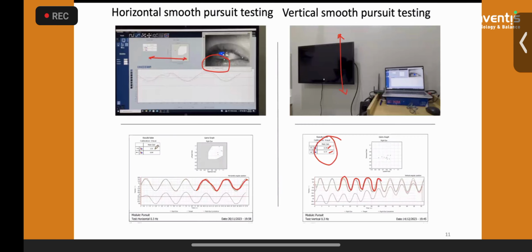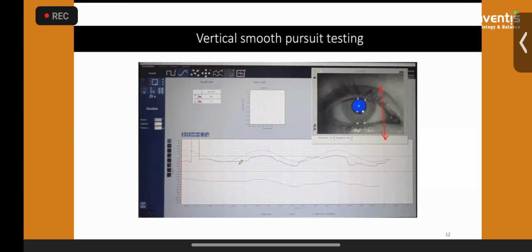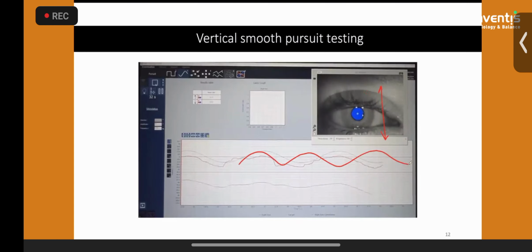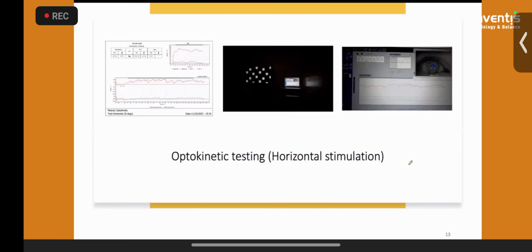In case of horizontal, it will give rightward and leftward gain, and they are falling into the normal range. The precision is normal. So this is again regarding the vertical smooth pursuit video. The eyes are moving up and down, and you can see the smooth pursuit graph is recorded here.